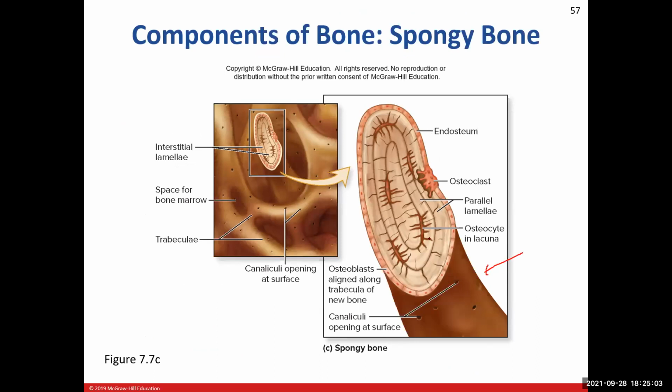And so you'll see throughout, let me click on this. Here's all that trabecular scaffolding throughout this lattice work. You have these spaces here, and that's where we're going to find the bone marrow, in between the spaces of the trabecula. And then if we cut into one of our trabecula, you can see on the inside we're going to have our lamellae, the parallel lamellae that are running around.